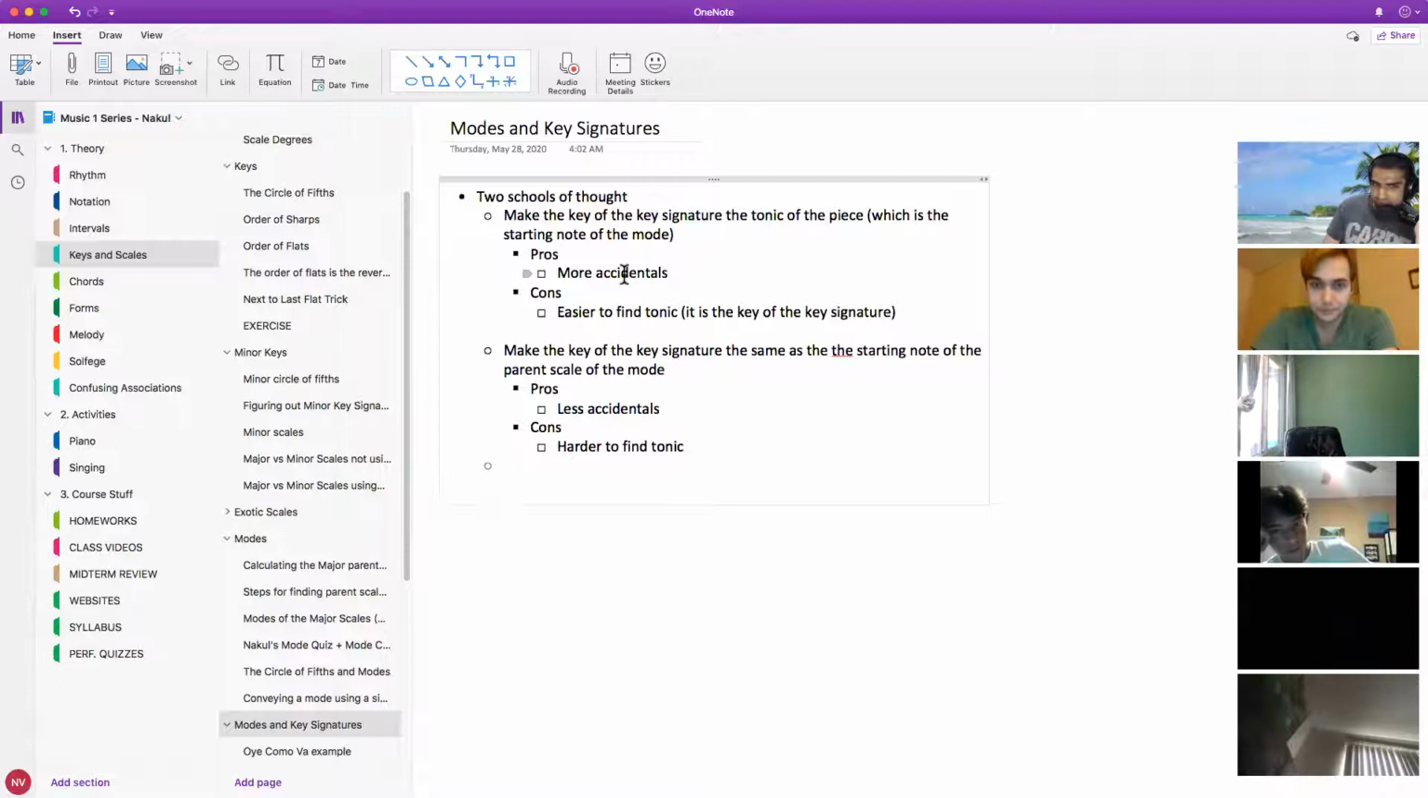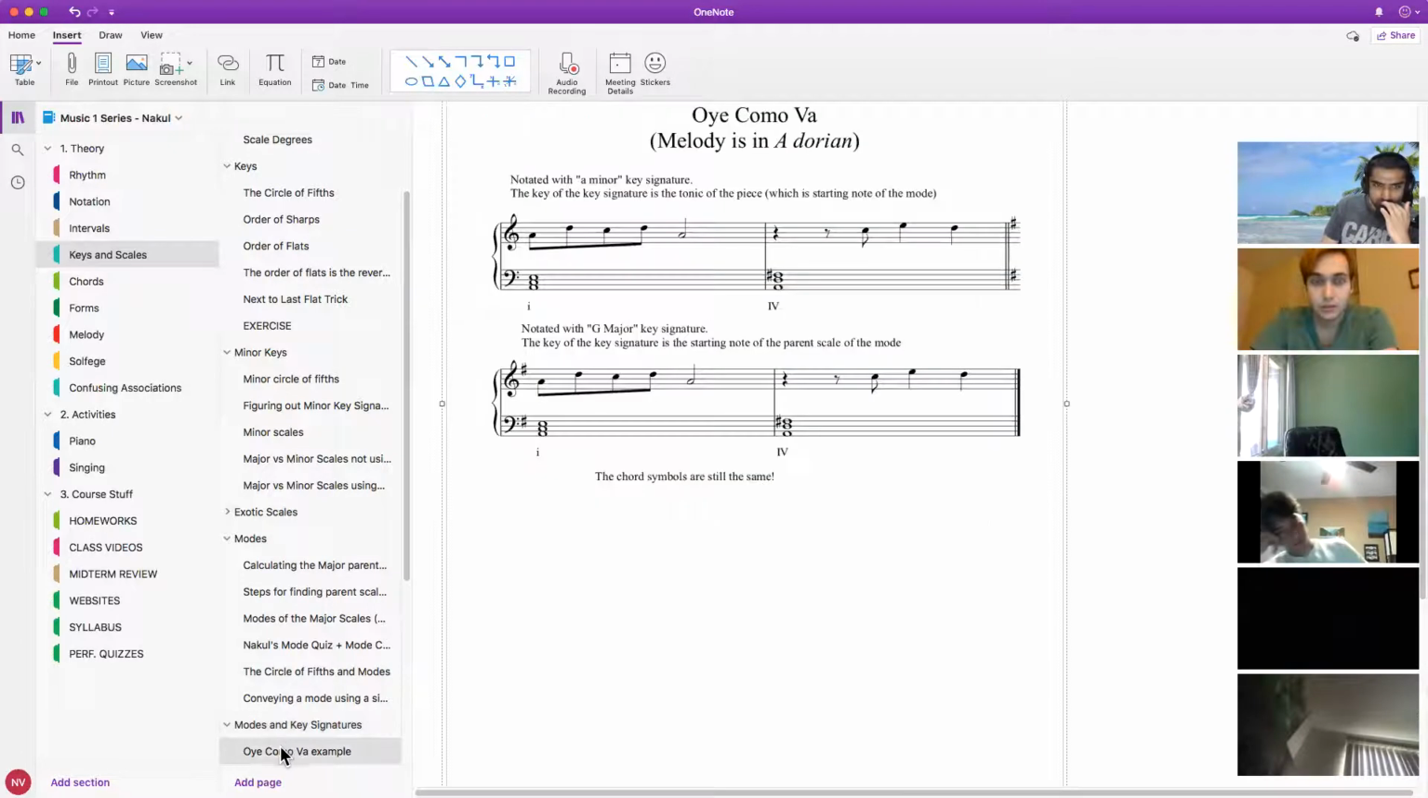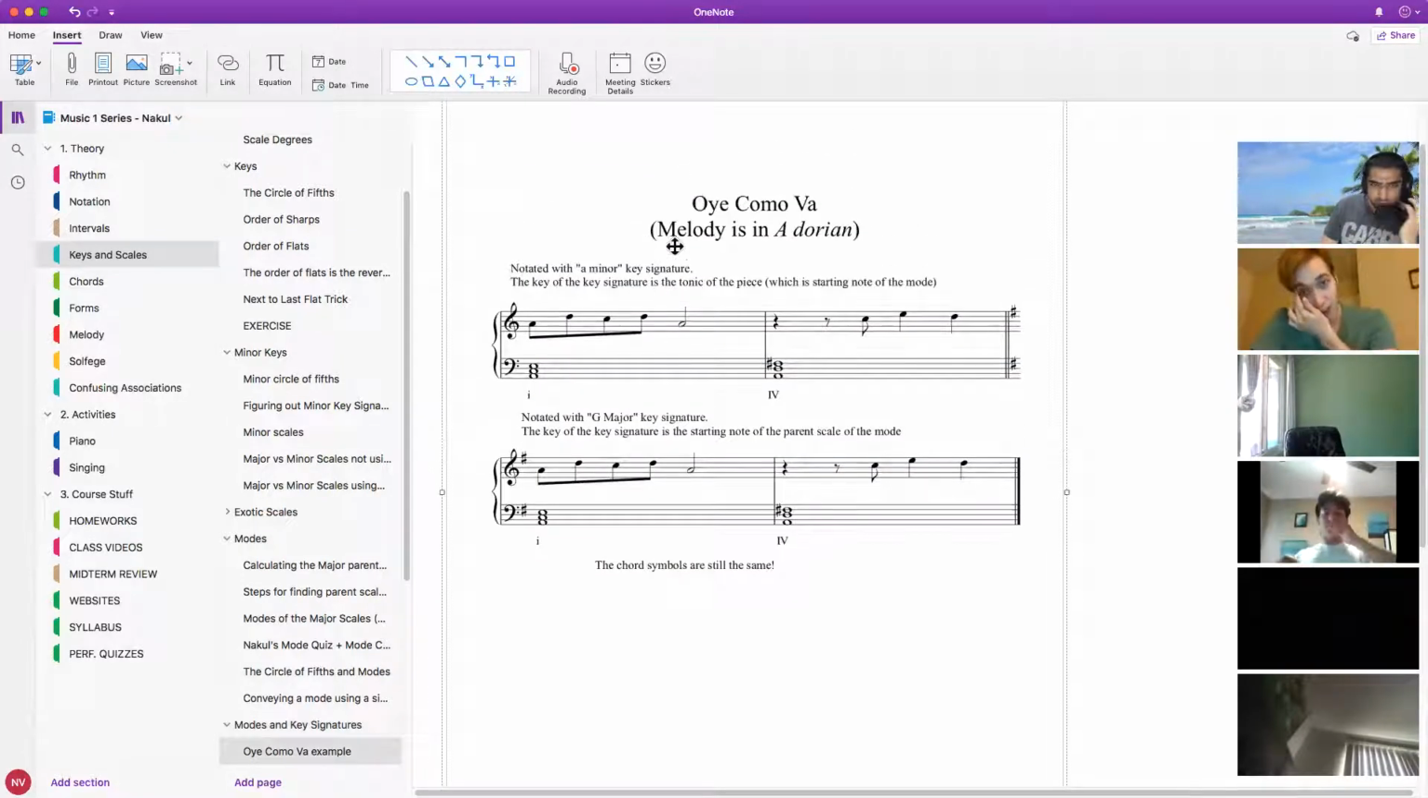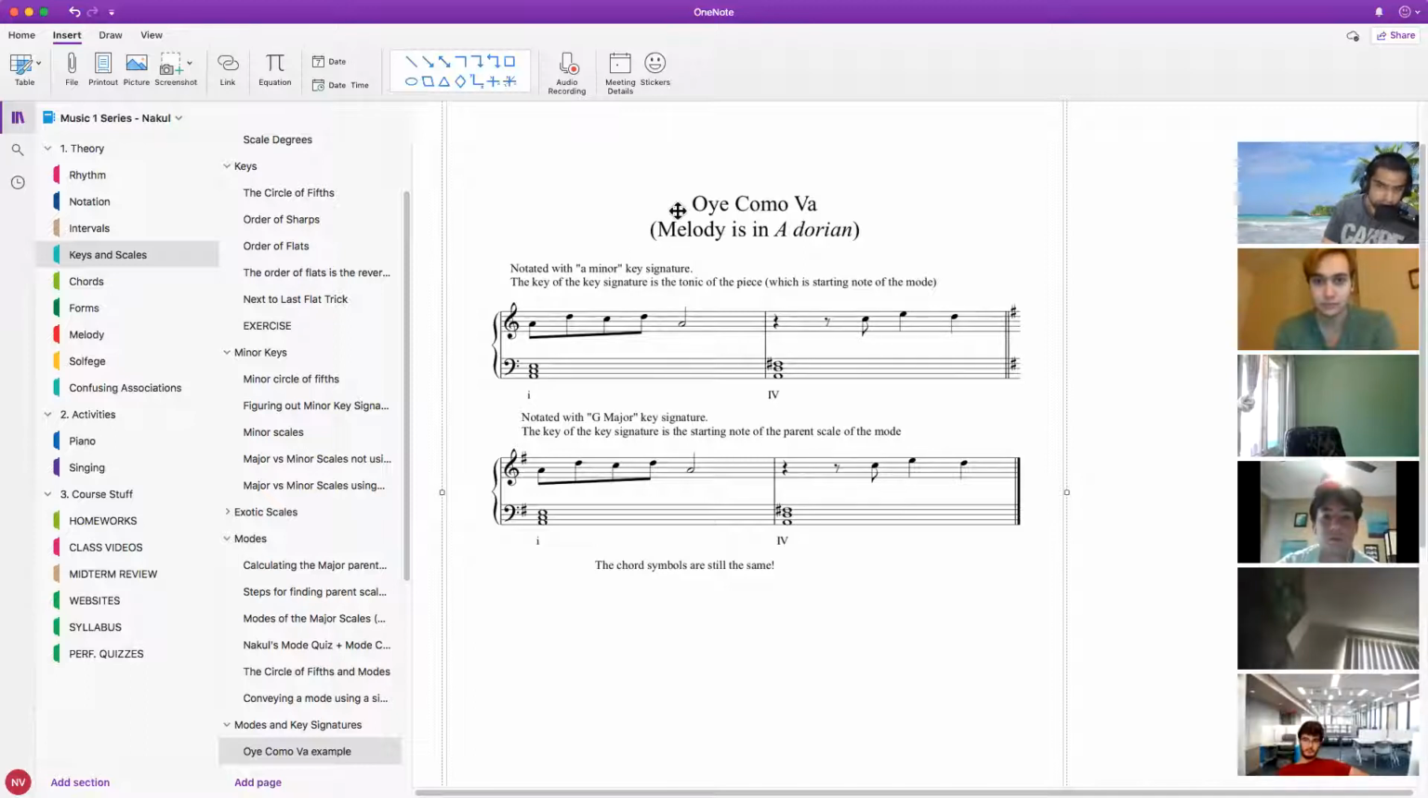Really, there's two schools of thought on modes and key signatures. You could make the key of the key signature the tonic of the piece, which is the starting note of the mode. In other words, if your piece is in A Dorian, what key signature do you use? You could use an A minor key signature and make modifications, right? There's a big debate on this on Reddit, in case you're wondering. You could decide to use the A, because A Dorian is really close to minor, so you could use the A minor key signature and then just make modifications.